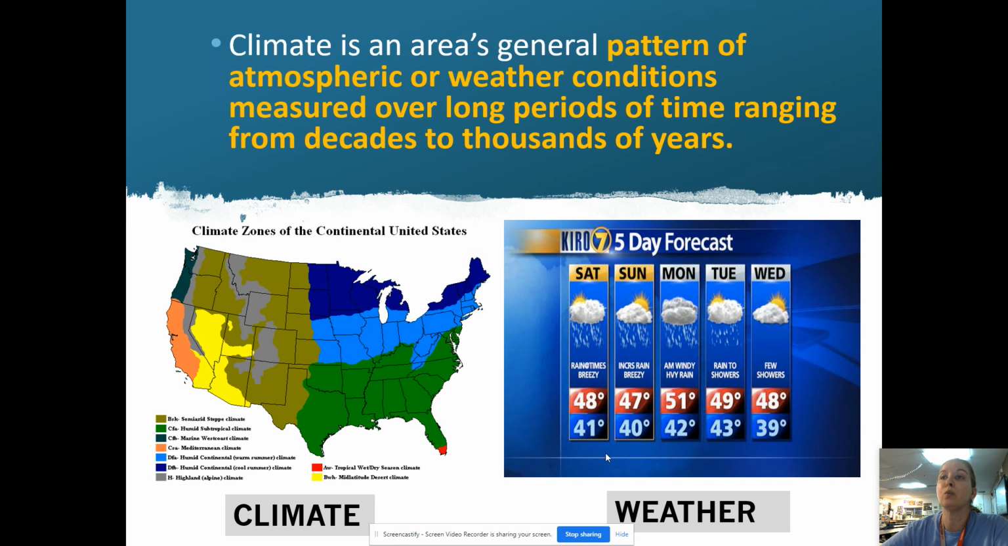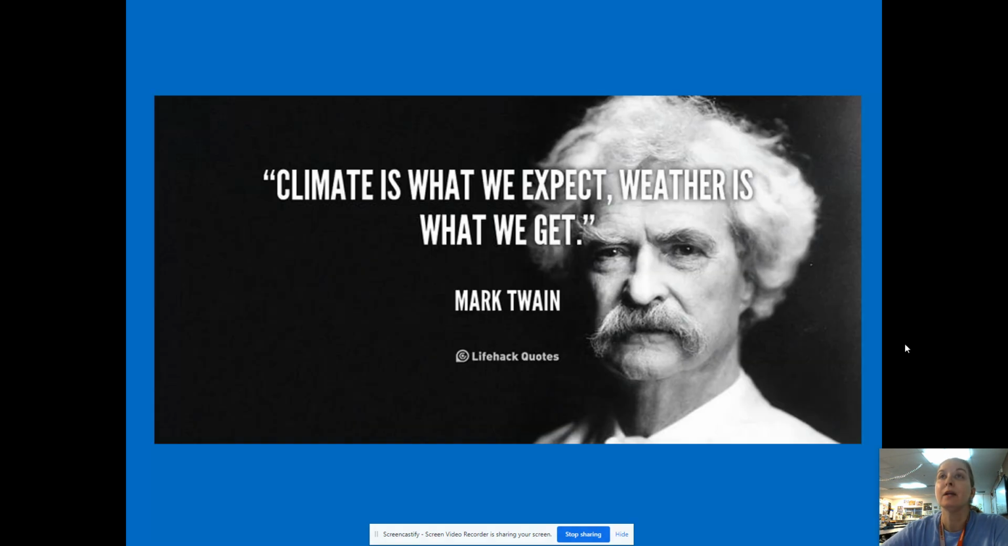And then weather is, what is it doing today? I like this quote: climate is what you expect, weather is what we get.